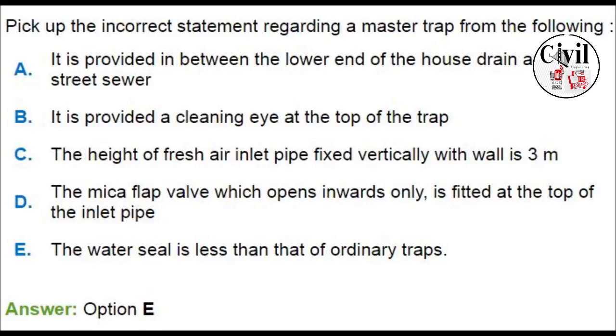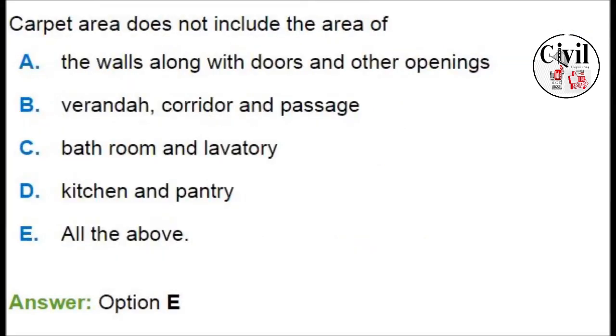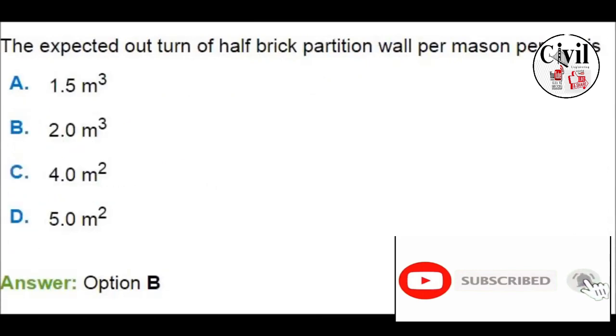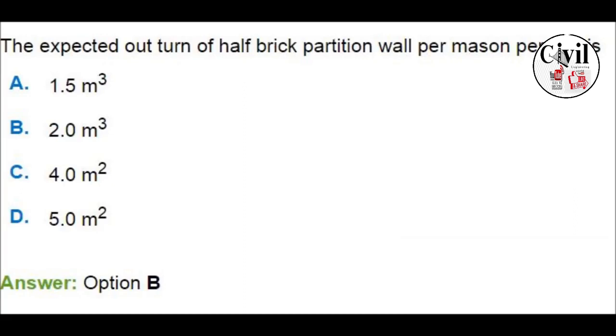Okay, so the next MCQs that we are having is carpet area does not include the area of the walls along the doors and other openings, verandas, corridors and passages, bathrooms and lavatory, and kitchens and pantry. So E is the correct answer because all these options are not included in carpet area. Okay, that's fine. The next option is the expected turnout of half brick partition wall per mason per day is 2 meter cube. So B is the correct answer.